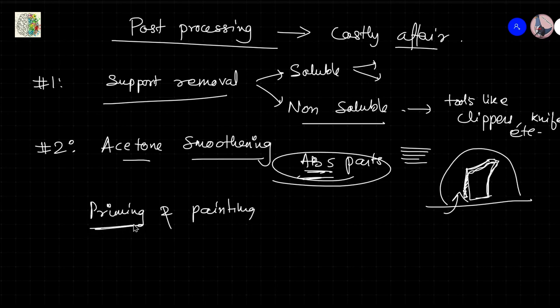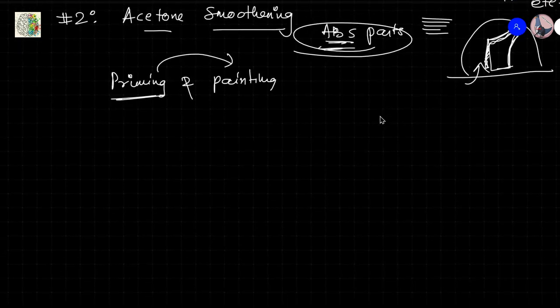Priming is putting the first layer on which paint can stick. You spray the primer on that object, and then you color it as per your wish.